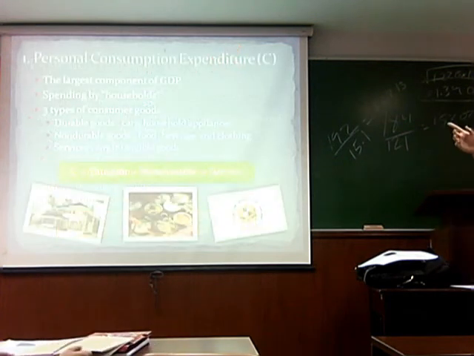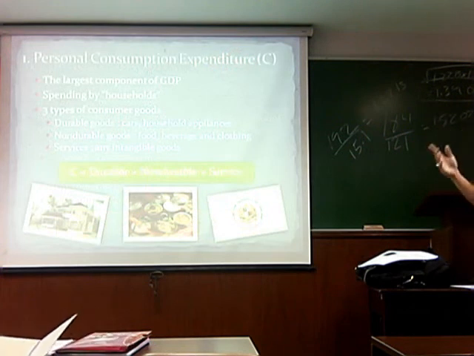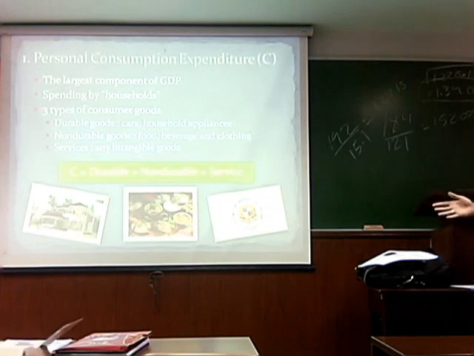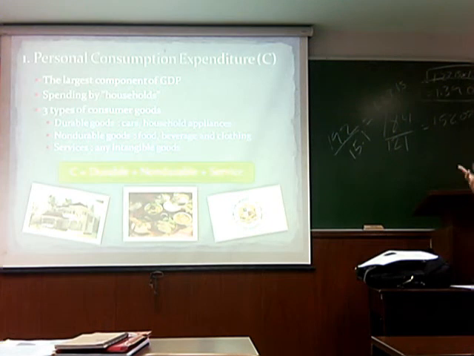The first one is personal consumption expenditure. This is the largest component of GDP, and it is spending by households. There are three types of consumer goods: durable goods, non-durable goods, and services. Durable goods are cars, household appliances, and the like. Non-durable goods like food, beverages, and clothing, we can simply use and they disappear within a year. Services are intangible goods like transportation, or Thai massage.